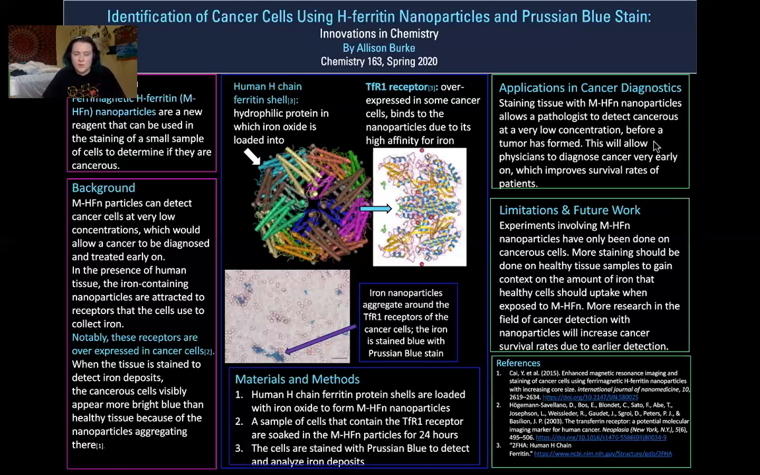But this whole field of using nanoparticles to stain tissues will, in the end, hopefully be able to detect cancer much earlier, and hopefully that will be able to increase the survival rates of people who have cancer.